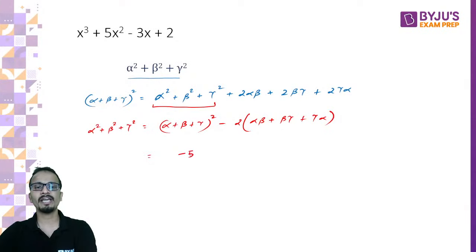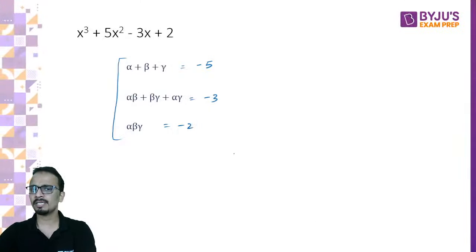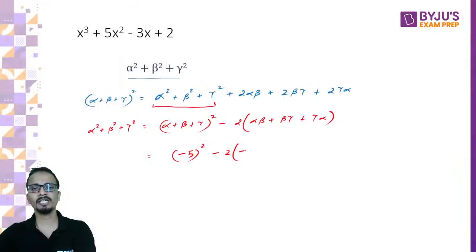So minus 5 whole square minus 2 bracket. What was sum taking two roots at a time? Its value was minus 3. Again, it will be substituted. So what will be the final answer?